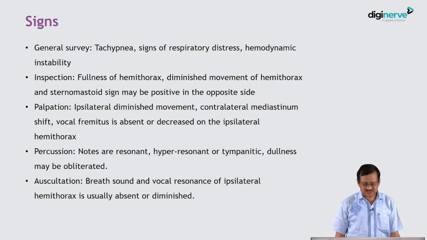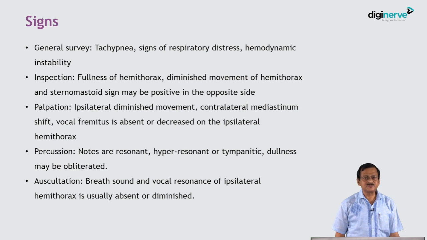On inspection, there is fullness of the hemithorax and diminished movement of that part of the hemithorax. The trachea may be shifted, which is why the sternomastoid sign may be positive on the opposite side. On palpation, the movement is diminished and contralateral mediastinal shifting may be there.